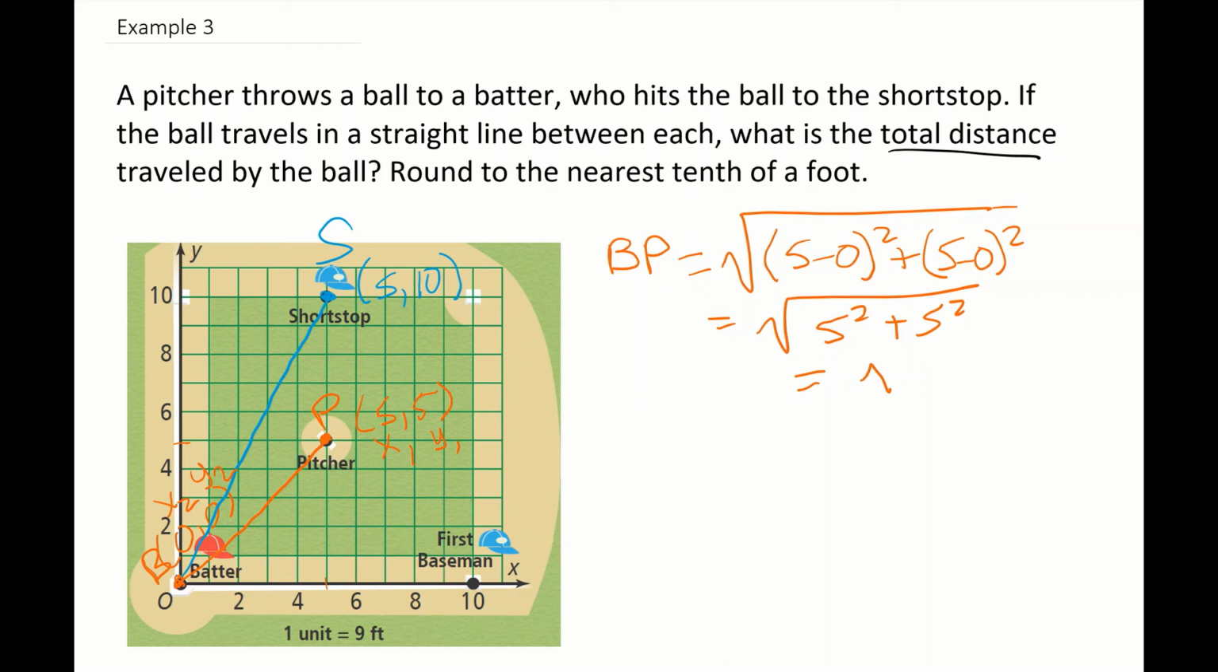And 5 squared is 25. Remember, 5 squared is 5 times 5. So this is going to be 25 plus 25, which is 50. Okay, I'll write down the work here. This is 25 plus 25. So we got BP is the square root of 50.